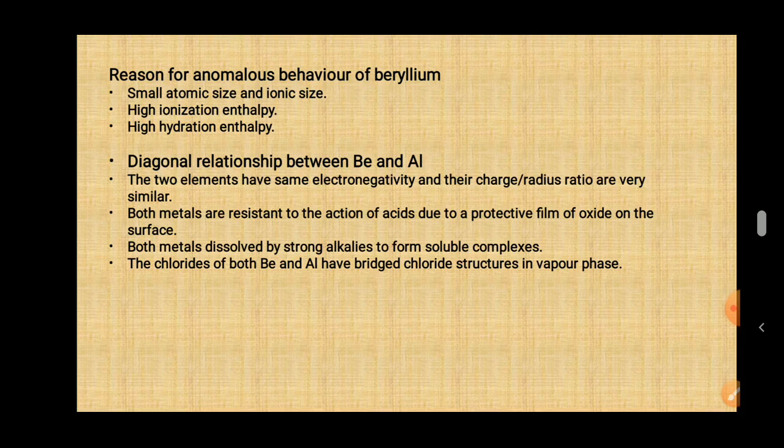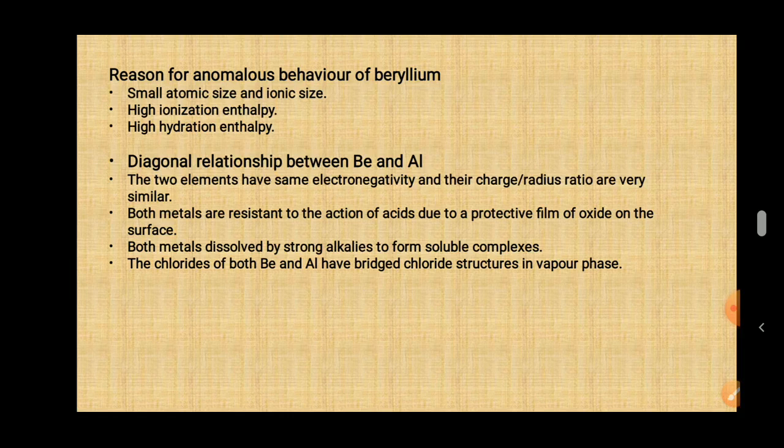Okay, then it has high ionization enthalpy. Because of the smaller size, it has a high ionization enthalpy. Actually alkaline earth metals have a low ionization enthalpy, but beryllium shows a high ionization enthalpy because of the extremely small atomic size, and as well as it shows a high hydration enthalpy. So because of these three reasons, beryllium behaves differently, or it shows a different behavior from the rest of the alkaline earth metals.